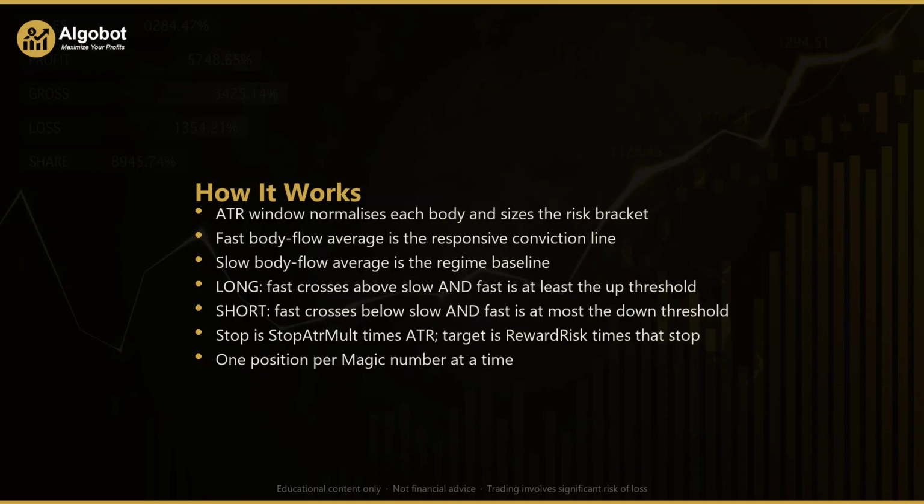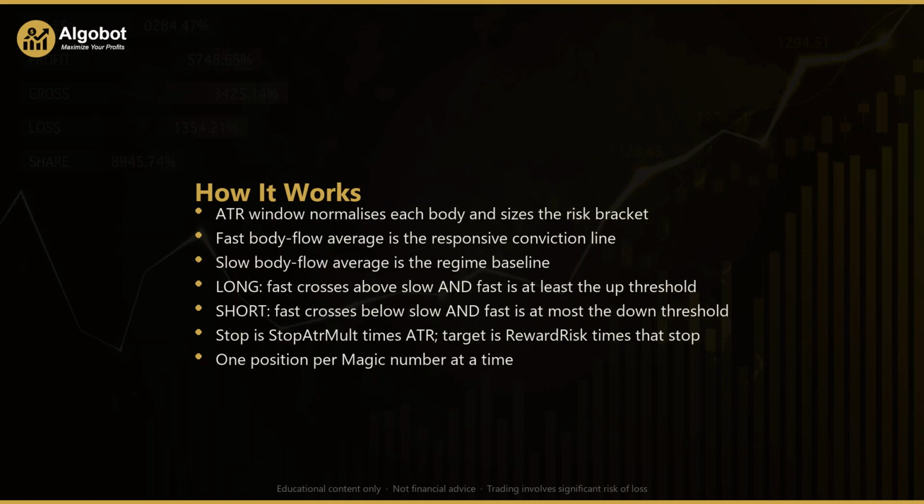The long signal has two conditions that must both be true. First, the fast body flow must cross above the slow body flow, meaning it was at or below the slow line last bar and is now above it. Second, the fast body flow must be at least the entry threshold, which defaults to +0.05. That threshold gate is the key idea. It means the EA only acts on crosses where the fast flow is already committed to the upside, so it skips the low conviction crosses that cluster around the 0 line during ranges. When both are satisfied, the EA signals a long and buys at the ask.